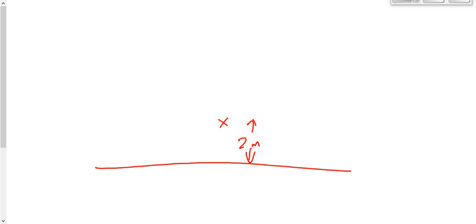I was 2 meters north of the wall. I just walked 6 meters. What's my position now? 8 meters north of the wall, right? Does that make sense? What's my distance traveled there? 6 meters. What's my displacement? 6 meters north. Good. You understand the difference there?